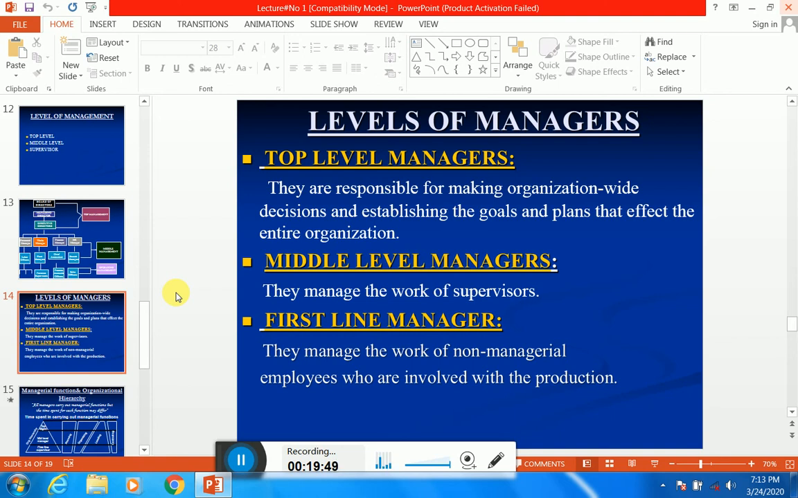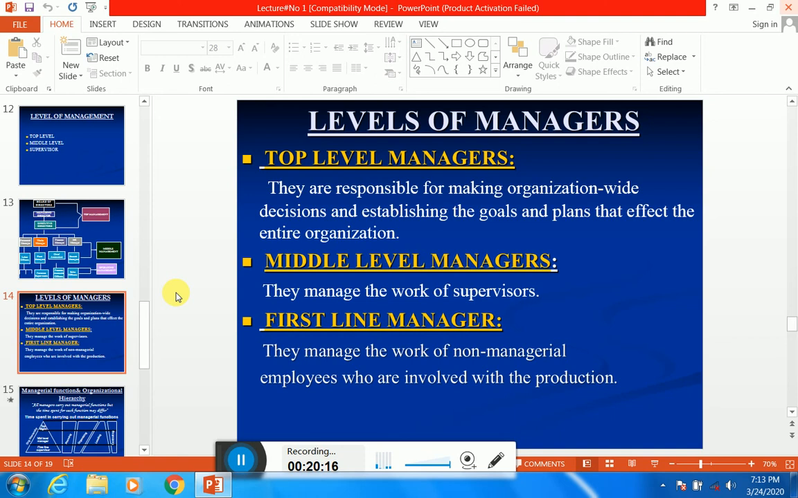Simply, they manage the work of supervisors. In other words, we can say middle managers are basically the largest group of managers in organizations, who are primarily responsible for implementing the policies and plans of top managers. They are basically the order takers from the top managers. They also supervise and coordinate the activities of lower level managers as well.